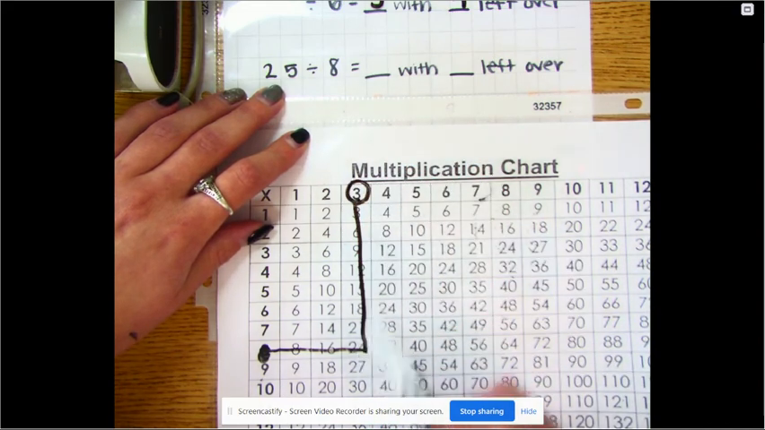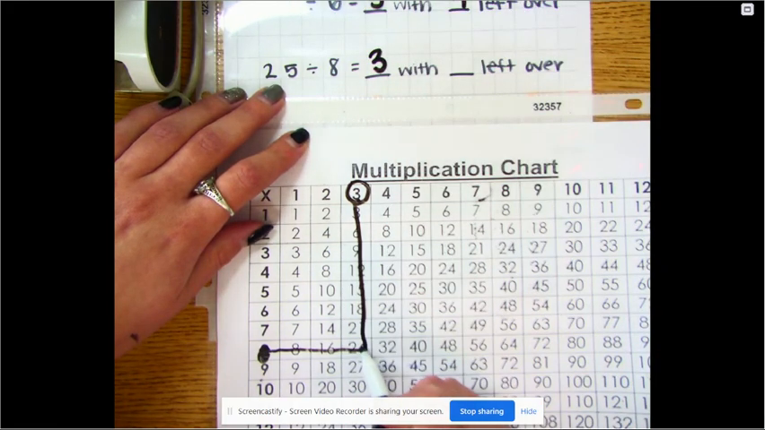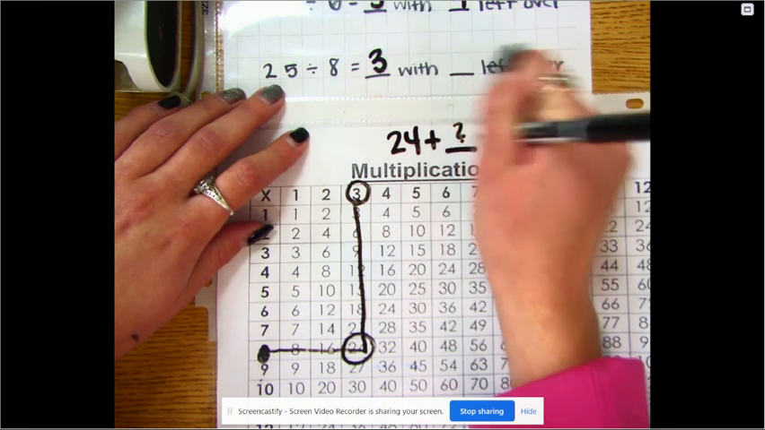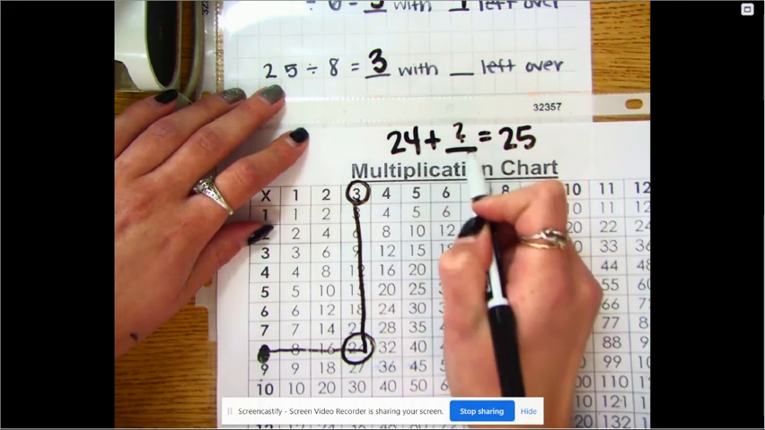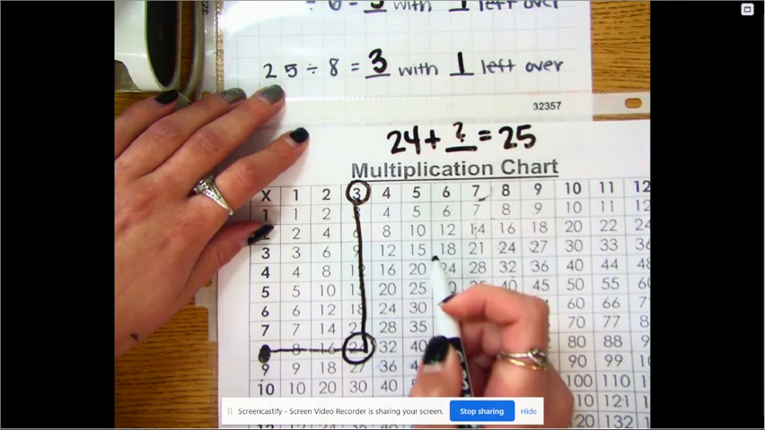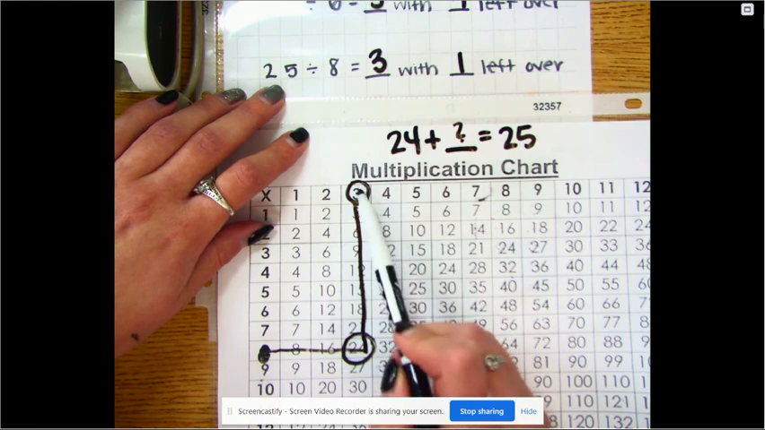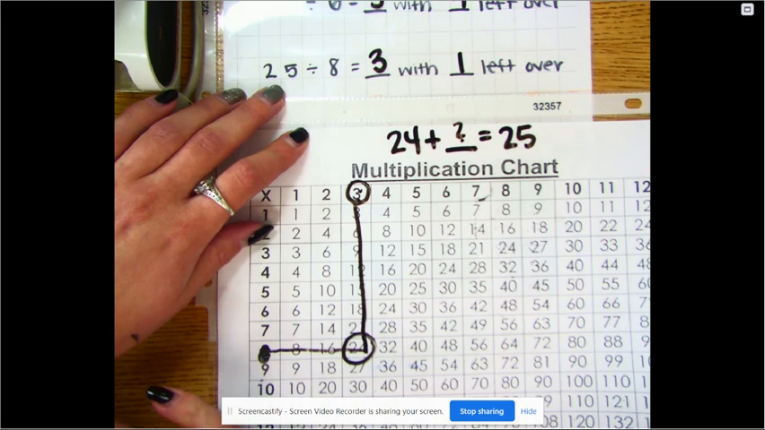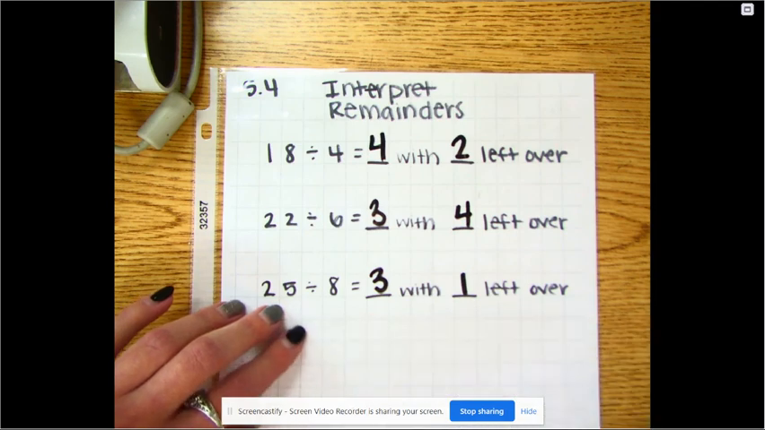So that gives me, how did I get there? 3. And then I just have to add. If I have 24, what do I have to add to equal 25? Well, 24 plus 1 more would be 25. So my quotient would still be the same. It would be 3 with a remainder of 1 left over. This was lesson 5.4, Interpreting Remainders.